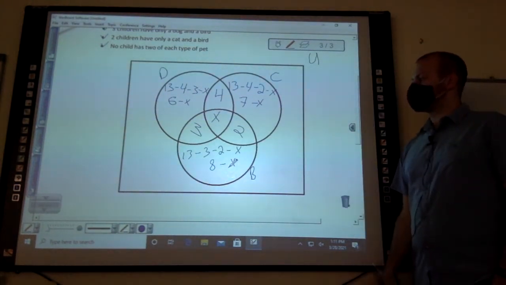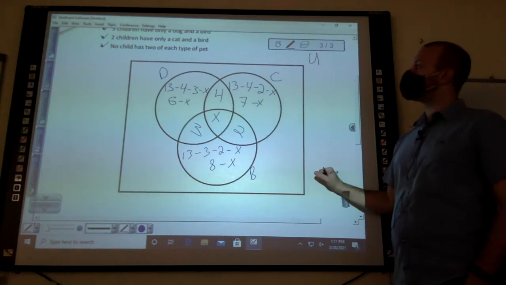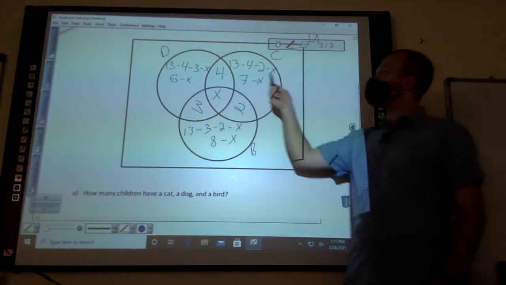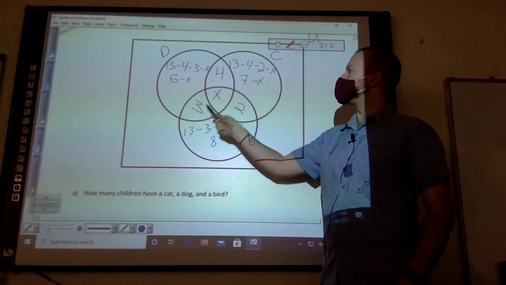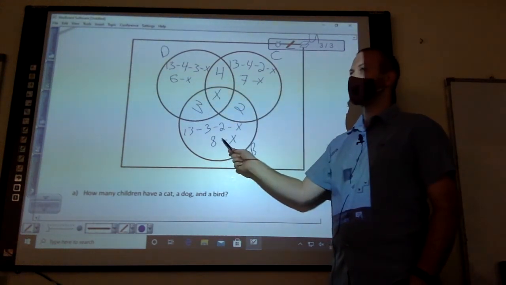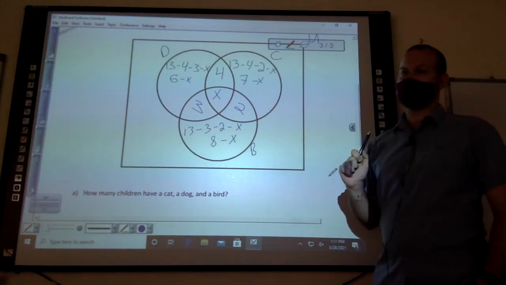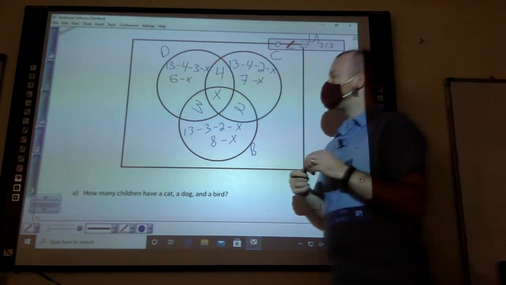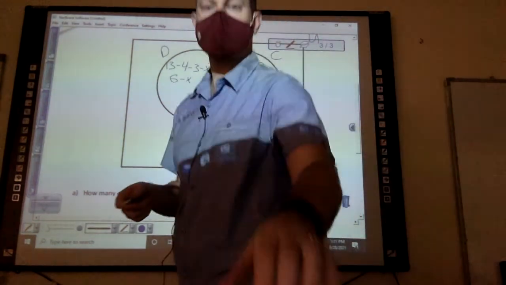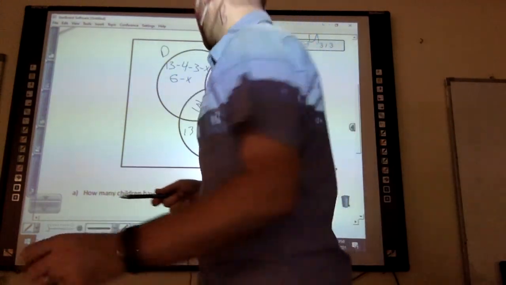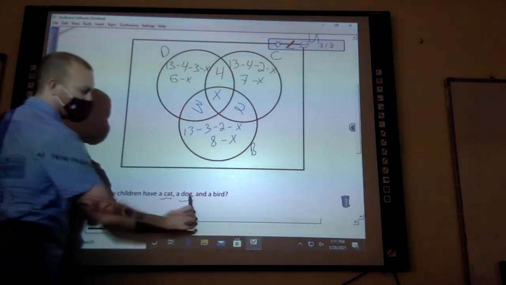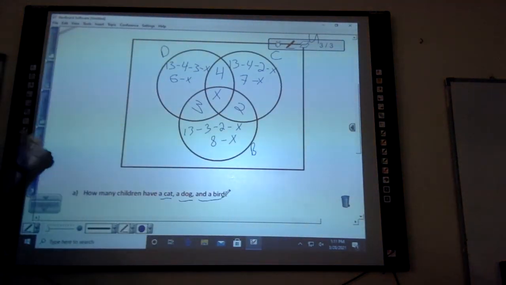Yes, this doesn't look the greatest, but we can now solve for X. Because I know this plus this plus this plus this plus this plus this plus this add up to 28. So now we should do 28 minus all these numbers. Yeah, so the first question says, how many have a cat and a dog and a bird? Now we can do this.